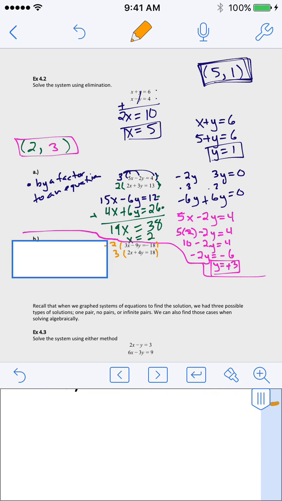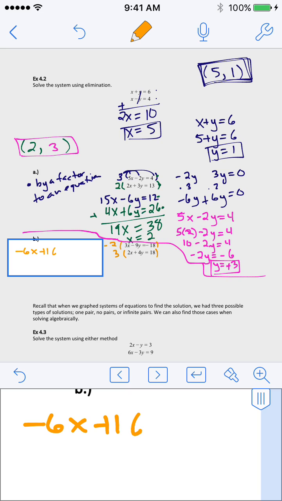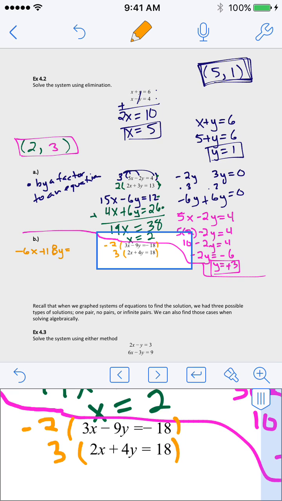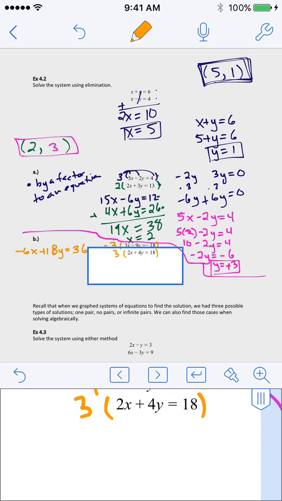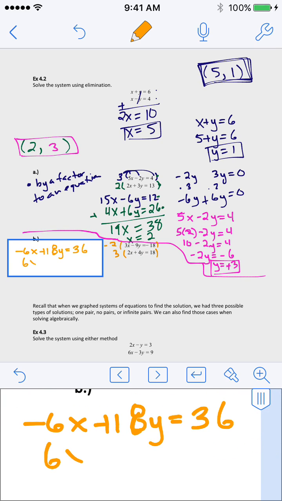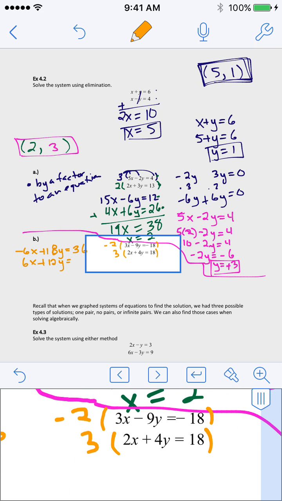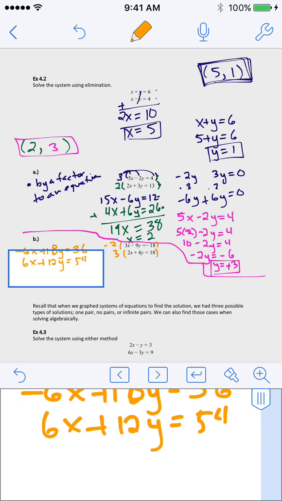So let's do that over here. First one becomes negative 6x plus 18y equals 2 times 18, which would be 36. It's positive because negative times negative. In the second one we have 6x plus 12y equals 3 times 18, I believe it is 54. Yes, it's 54. So they're both positive, we end up with a positive 54. Alrighty, and then I'll add these two together.